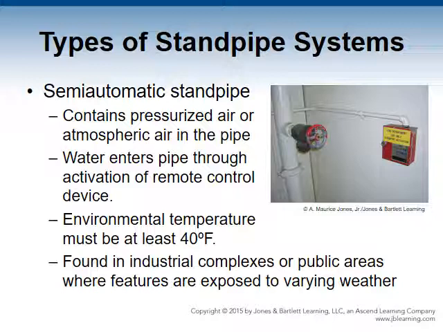Installation requires that the incoming water supply, deluge valve, and other system components be in an environment that is 40 degrees or above. System piping and hose valves may be stored, however, at lower temperatures. This system is common in industrial complexes or public areas where the building features are exposed to varying weather conditions.